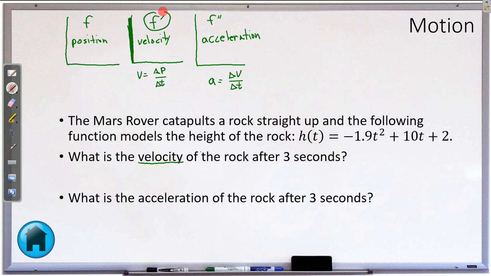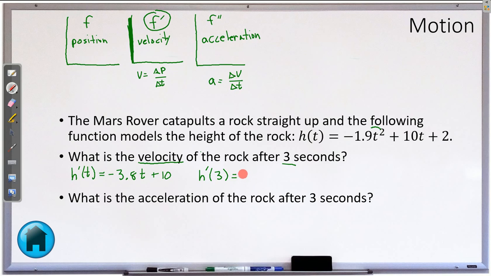Velocity is f prime. So I'm going to take the first derivative, h prime at t. So the derivative, let's see, 2 multiplies the negative 1.9. We get negative 3.8t, plus, and the derivative of 10t is just 10. The derivative of 2 is 0. All right, so that is my velocity function. So now I'm simply going to plug in 3. H prime at 3.